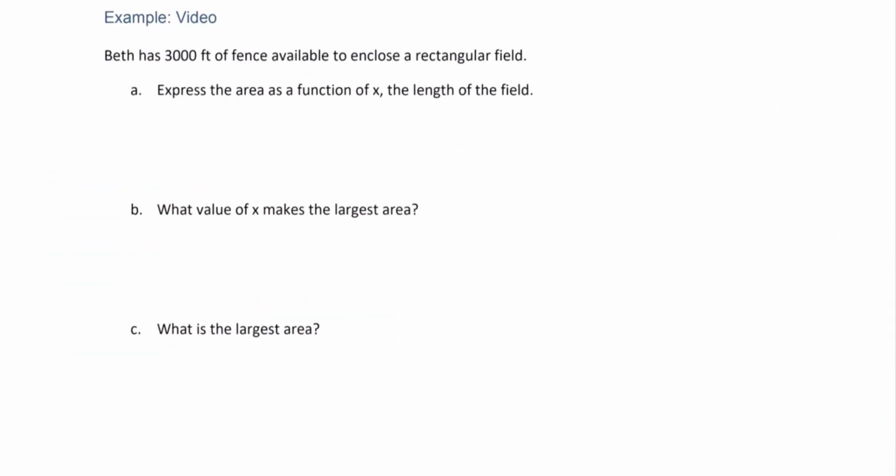Beth has 3,000 feet of fence available to enclose a rectangular field. Express the area as a function of X, the length of the field. So we have a rectangle. The length is X, the width we'll call Y. The area of a rectangle is A equals X times Y. We need area to be a function of X. That means we need to replace Y using another equation.